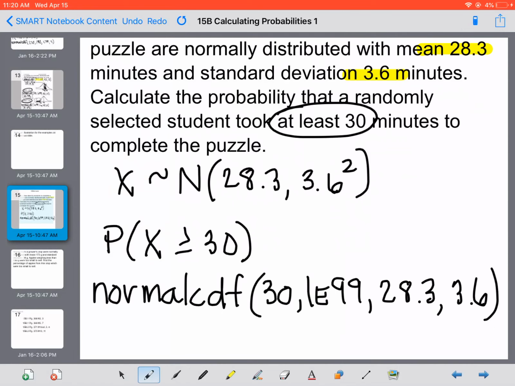And when I calculate that, I get 31.8%. So the proportion of students who took at least 30 minutes to complete the puzzle is 31.8%. And that's the percentage it took for that many students. Let's look at another one.